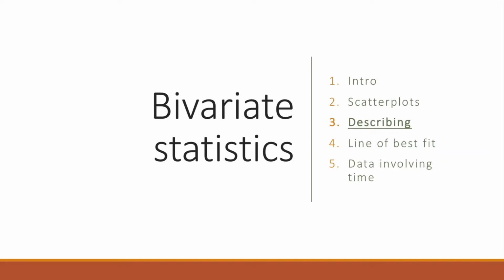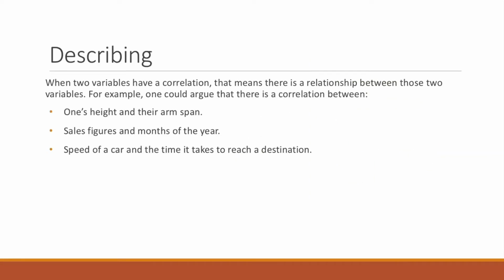So number 3, what we're going to be doing is we're going to be describing the data. Now, when we're describing the data, we are talking about correlation. Correlation means whether there's a relationship between the two variables. So for example, if we're measuring one's height and arm span, do they have a relationship? Does one's height affect their arm span? We could be asking, do the months of the year have an effect on the sales figures? Or a speed of a car and the time it takes to reach a destination, is there a relationship?